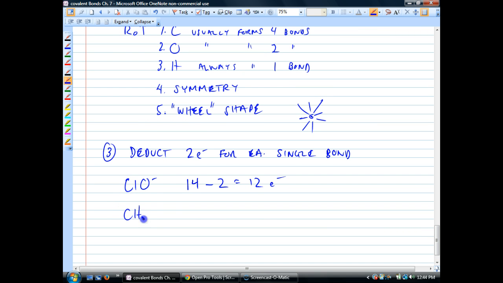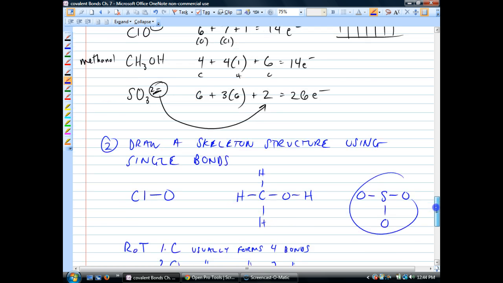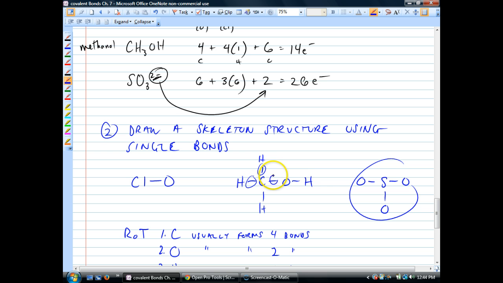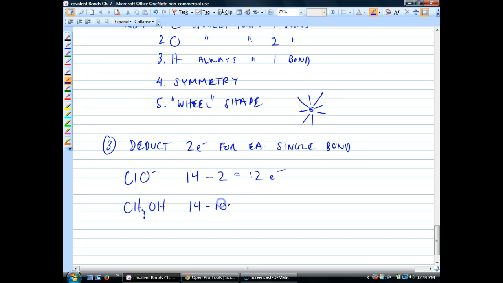For the methanol, we started with 14, but this time we used a lot more. We used 2, 4, 6, 8, 10 electrons just to make the bonds. So we used 10, which leaves us with 4 that we still have to work with. The last one is SO3 2-. This one started with 26. We used 6, so we made 3 bonds, and we're left with 20 electrons.